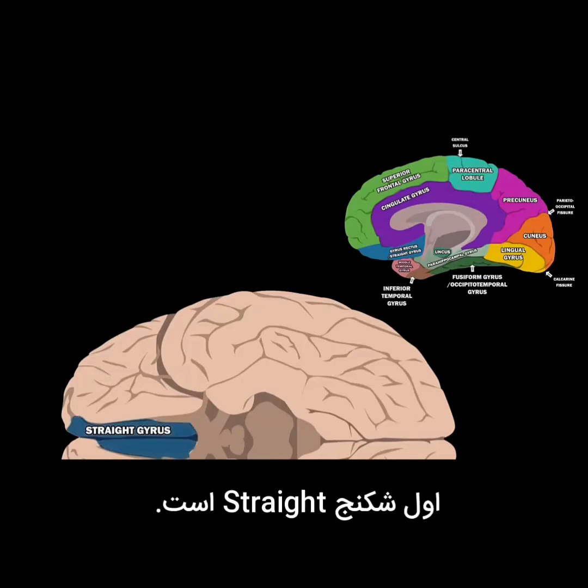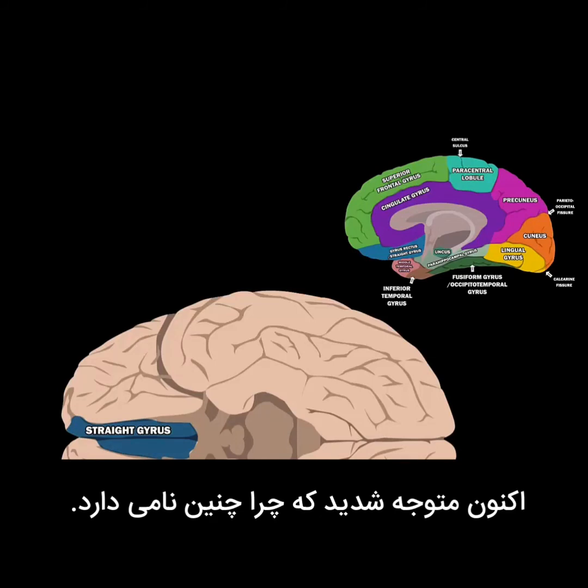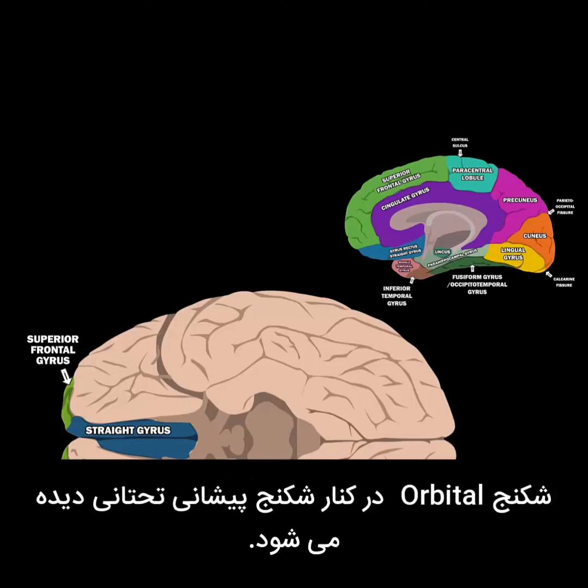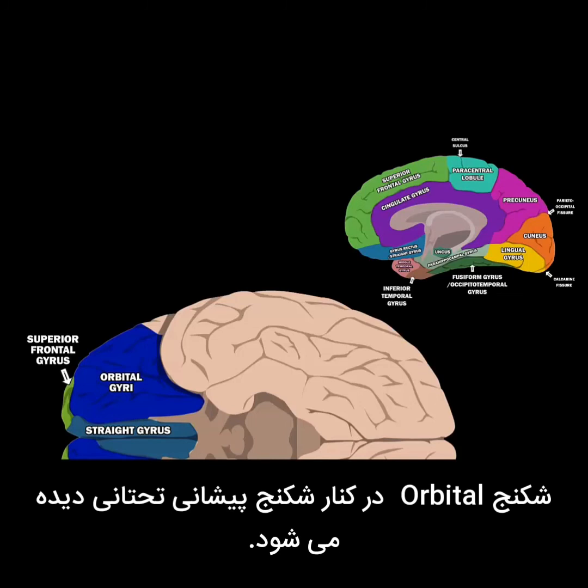First, there's the straight gyrus, and now you can see why it's called that. At the anterior end of the brain, we see the superior frontal gyrus. Immediately posterior to it are the orbital gyri, bounded laterally by the inferior frontal gyrus.